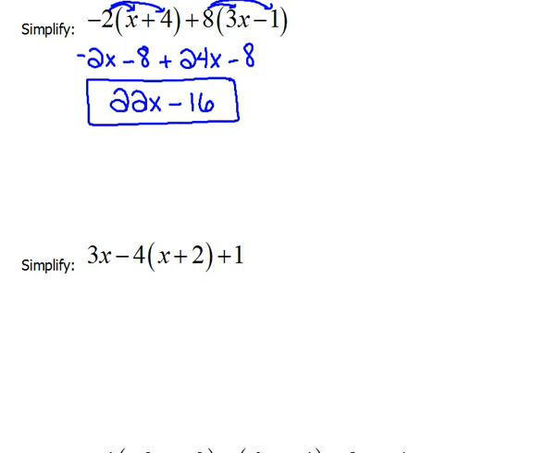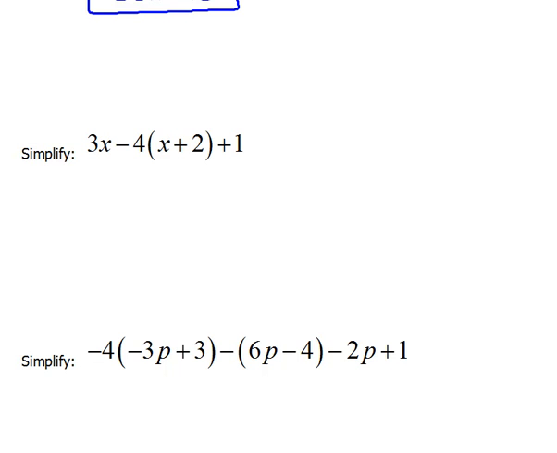Now for this next one, we do have to distribute, but this is very interesting. We are not just distributing the 4 because remember the sign goes with the number. So we're actually distributing this negative 4 to those two terms in the parentheses. So this would be 3x, and then negative 4 times x would be a negative 4x. Negative 4 times positive 2 would be a negative 8. And then we have our positive 1 here on the end.